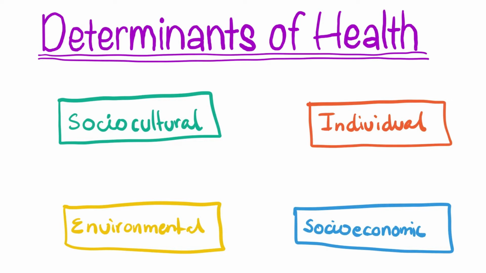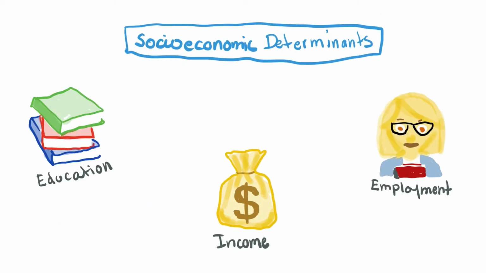Before we get started, remember that we've got these four determinants of health, and previously we had a look at the individual determinants and the sociocultural determinants, and this lesson we're going to have a look at the socioeconomic determinants of health. When we look at the socioeconomic determinants, we look at three main categories or factors, and this is education, income and employment. So the World Health Organization identifies factors which people are born, grow, live, work and age as socioeconomic determinants. So this has all got to do with education, income and employment.